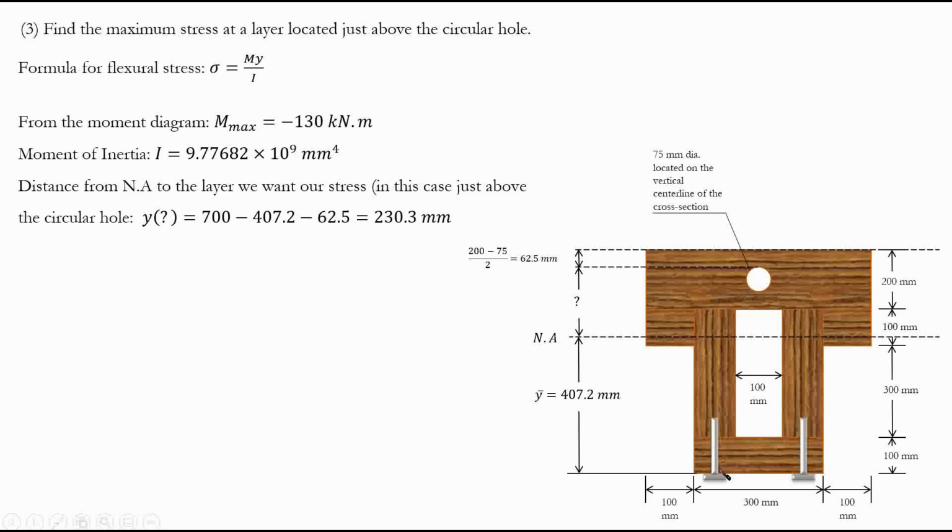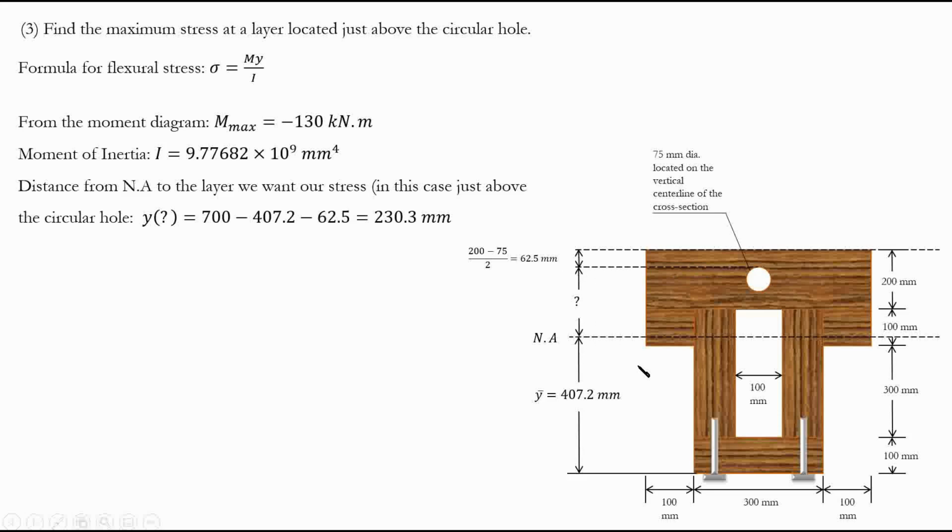In this case, let's say we want to find the stress at the bottom fiber. We'll say y is equal to the distance from the neutral axis to the bottom fiber, which is 47.2. What about the top fiber? The distance from the neutral axis to the top fiber is basically 700 minus 47.2. The question in this case asks us about the circular hole only, above the circular hole. So we want to find the maximum stress at this layer. We need to know the distance from the neutral axis to this layer.